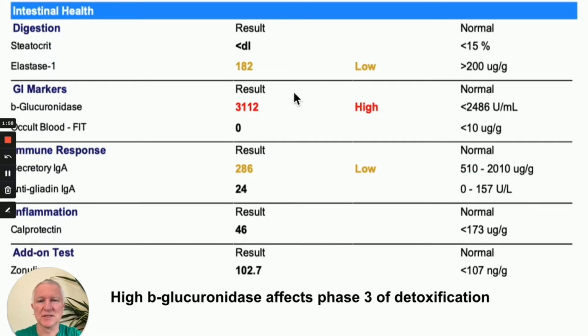And finally, here's an example of one of the pages of the GI map looking at the intestinal health markers. And this is the beta glucuronidase, which can be high. And that means that your body, after it's detoxified estrogen through phase one and phase two, can start reabsorbing it back into your body. So you can be doing all the right things, but if you're not addressing this final phase, you still have estrogen dominant symptoms. Hope that helps.